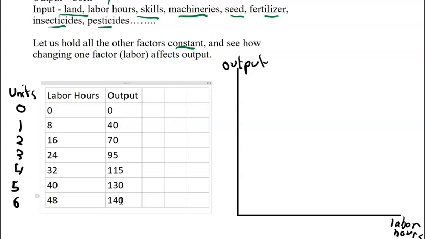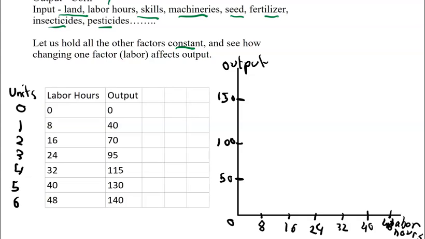So in my case, I have labor hours 0. When I have 0 hours of labor, I'm producing 0. So that's going to be the point. When I'm at 8 hours, I'm producing 40 units. So 40 should be somewhere here. There's my other point. At 16 hours, I'm producing 70. So 50, 60, 70. It should be somewhere here. At 24, it is 95. So it should be slightly below 100. It should be here.